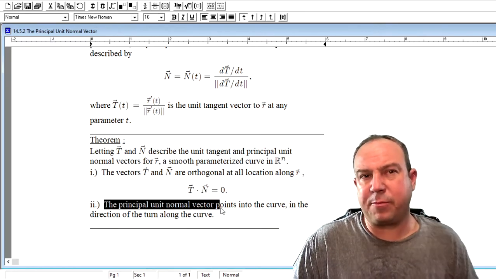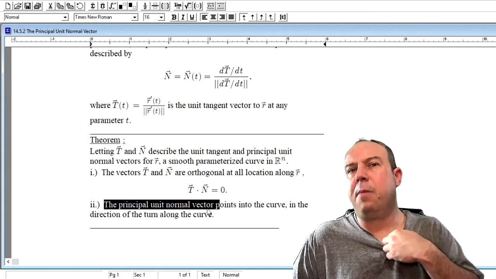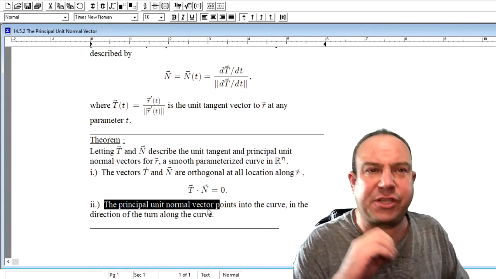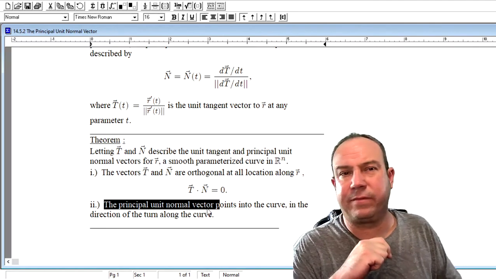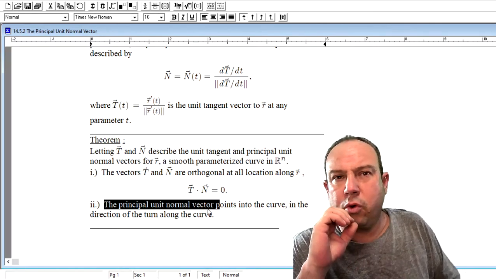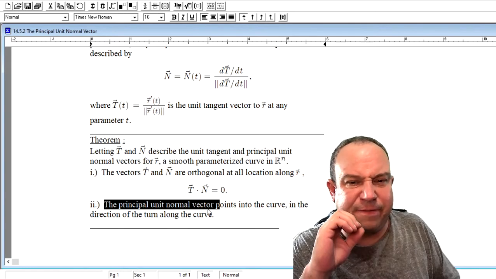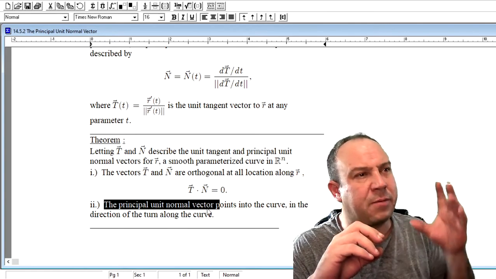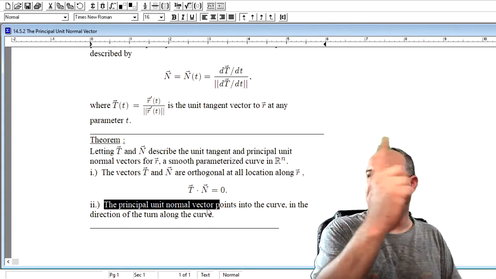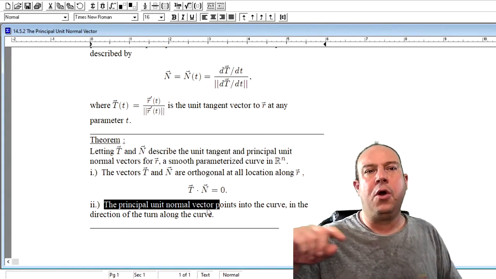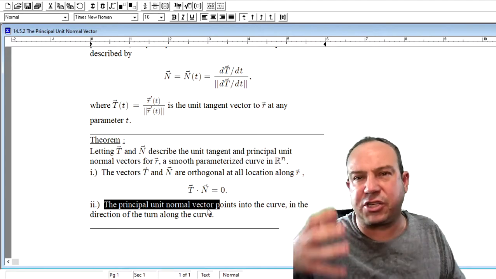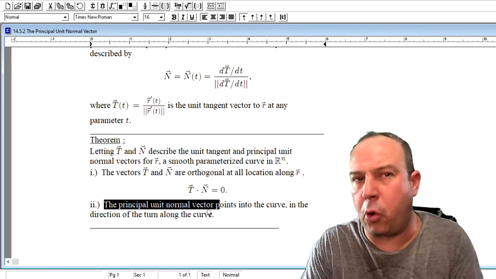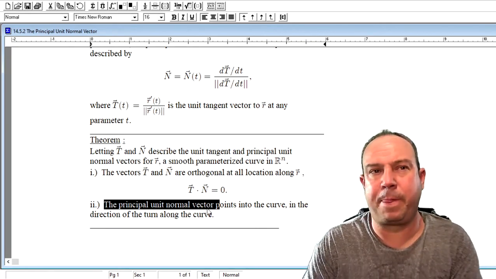Furthermore, the principal unit normal vector n bar points into the curve, in the direction of the turn along the curve, which really has a defined value when we start to think about moving in three-dimensional space and actually curving in 3 dimensions. What would be our actual direction of turn at any given point? Well, the principal unit normal vector is pointing in that direction of the turn.